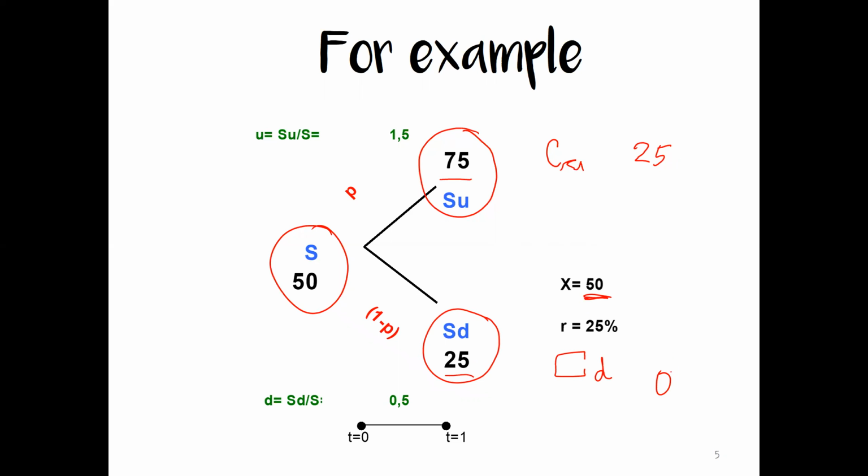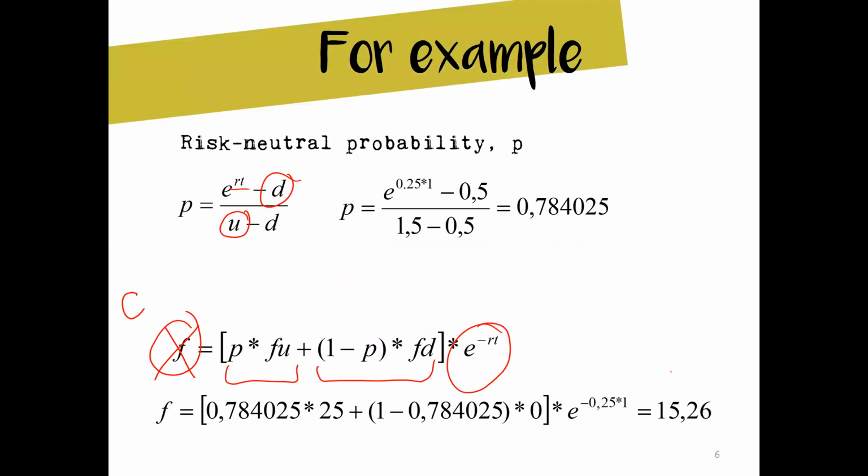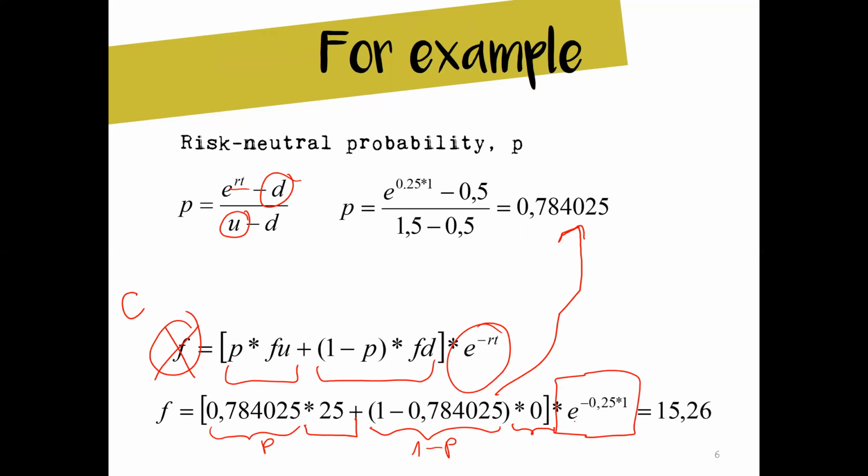These two numbers, as you can see, are here. 25 times the probability P, or 0 times 1 minus the probability, 1 minus P. Probability is this number we just calculated up there. And we discount for delta T, we discount back to the 3. So the value of this call is very simple, it is 1526.